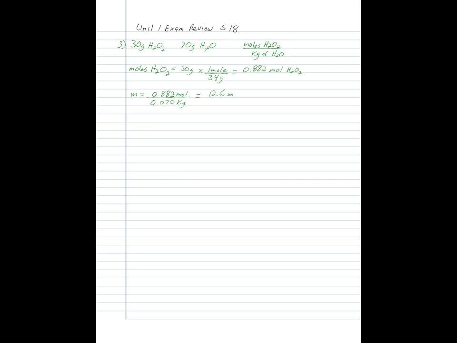All right, number four. Yes, so it wants to know where the major solute-solvent interactions are created when KBr dissolves in water. So the first thing we need to recognize is what kind of compound KBr is. Well, it's a metal and a nonmetal. And so when you put that into water, it's going to break up into potassium ions and bromide ions. So you've got ions there. So now you know you have an ion present.